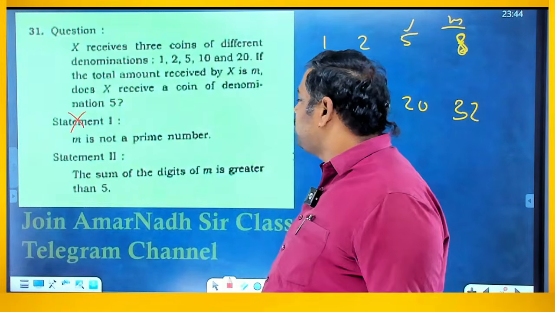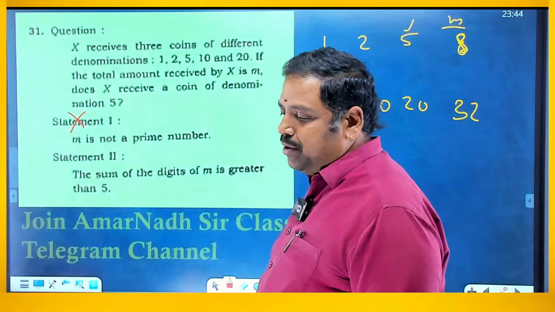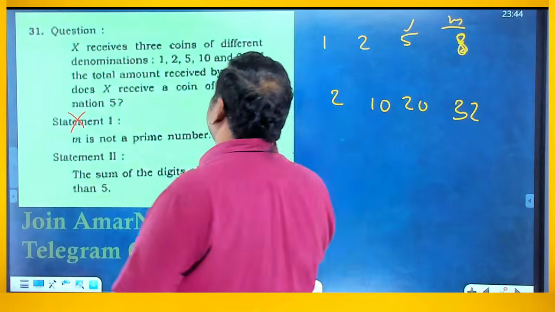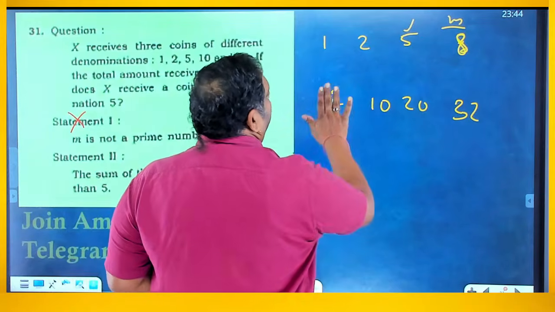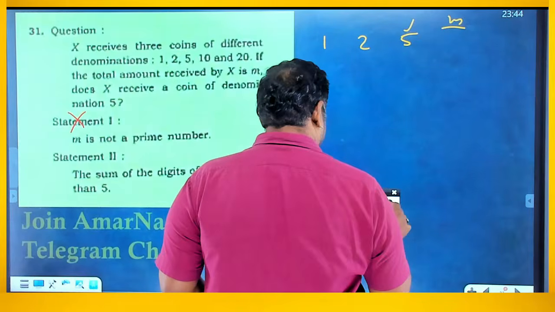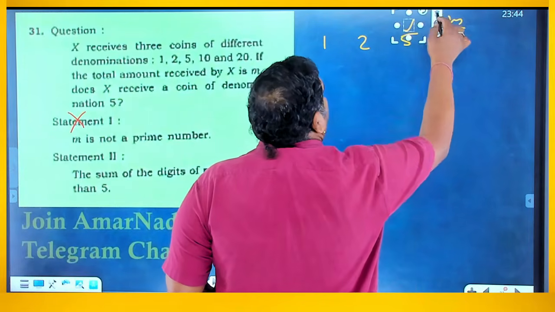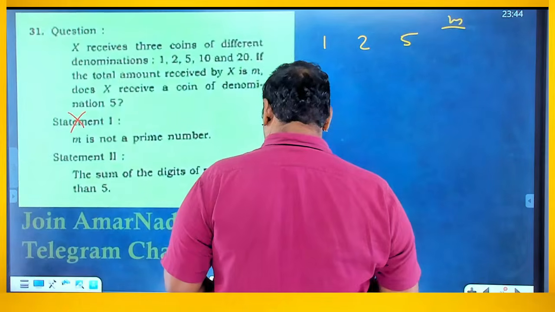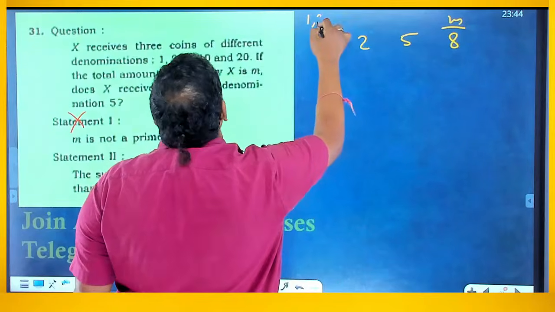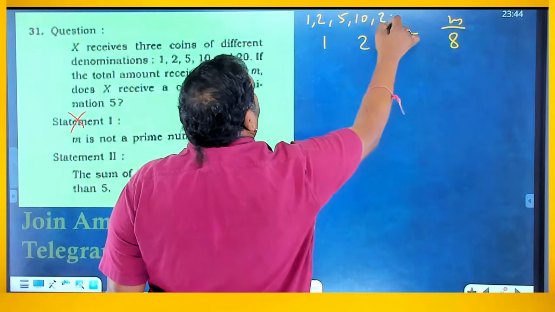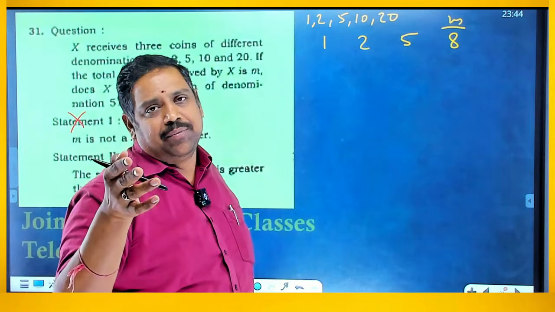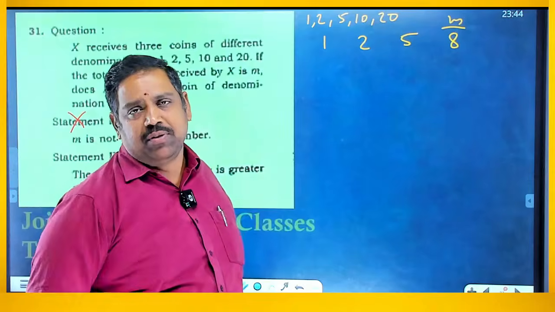Second one: the sum of the digits of M is greater than 5. If the sum of the digits of the number is greater than 5, am I able to say whether 5 is a part or not? We have to verify. Now I'm showing how we can draw each and every possibility. The denominations are 1, 2, 5, 10, and 20, a total of 5 coins, and we choose 3 denominations, so 5C3, which is 5C2. That means 10 possibilities. I'll write all 10.